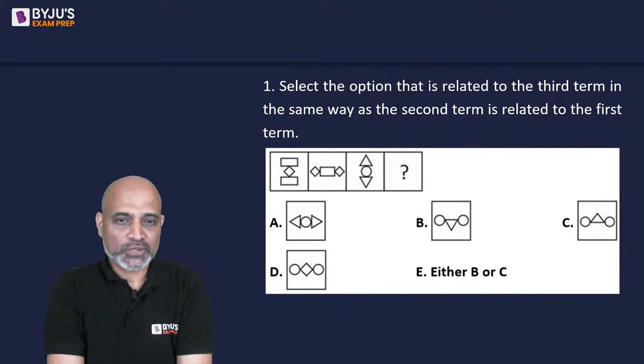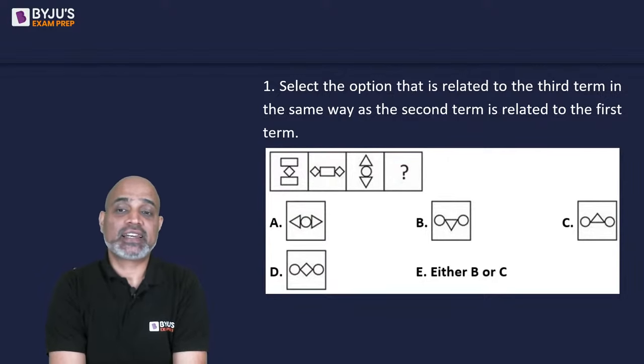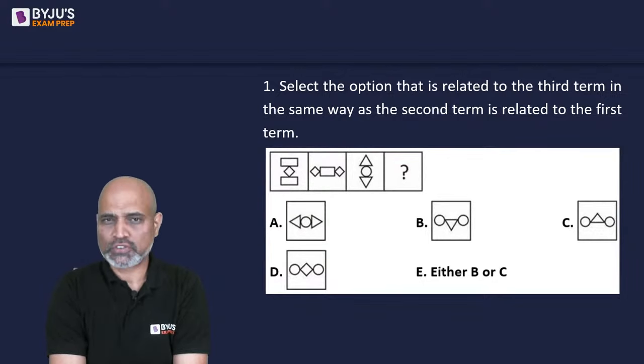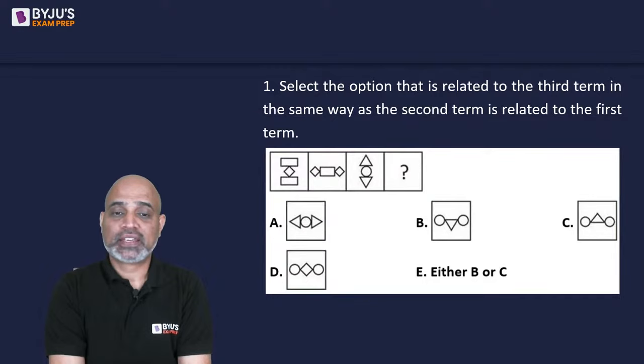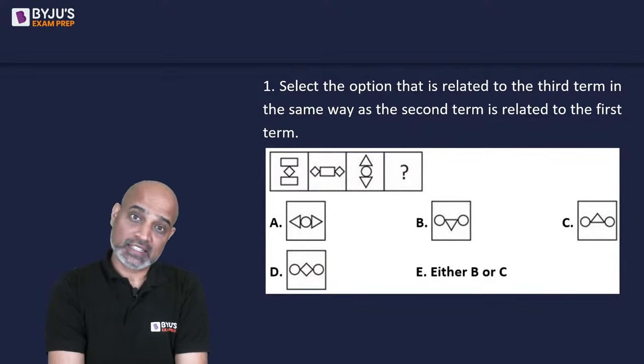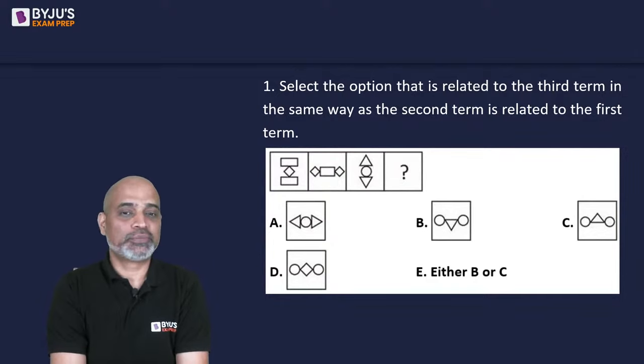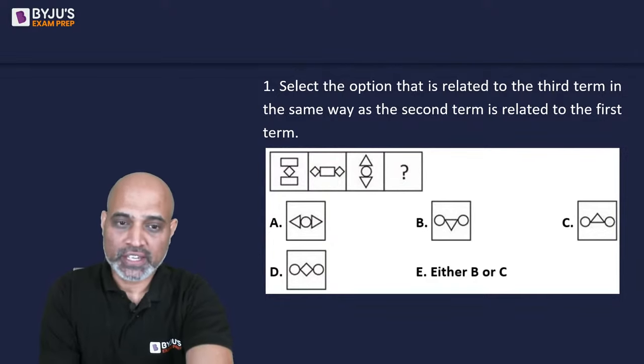So the very first question says, select the option that is related to the third term in the same way as the second term is related to the first term. So we have solved similar questions before. So what do you think the answer is going to be? The first and the second, these two figures are related in some way. In the very same way, the third and the fourth should be related. So what do you think?